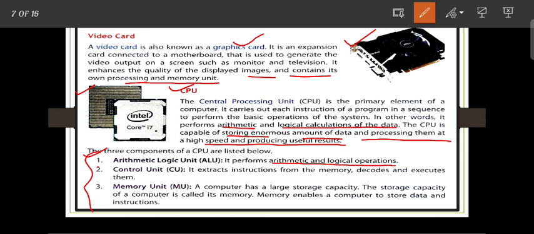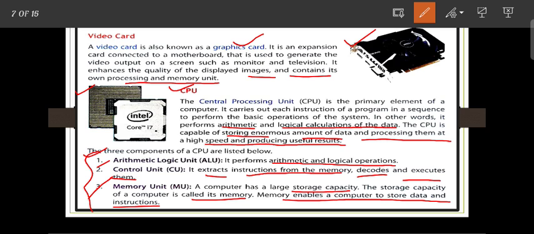Next is the control unit. The control unit controls the flow of the instruction. It extracts instructions from the memory, decodes and executes them. And last is the memory unit. A computer has a large storage capacity. The storage capacity of a computer is called memory. Memory enables the computer to store the instruction.